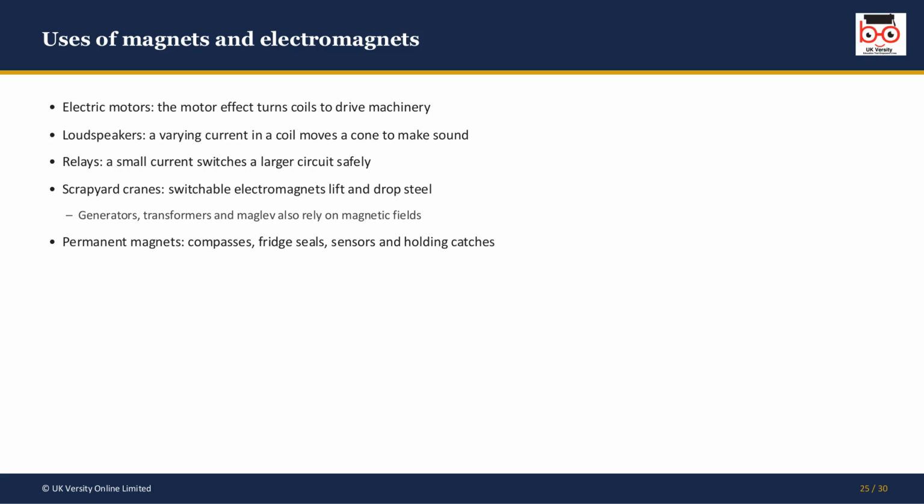Let's see where all this shows up. Electric motors use the motor effect to turn coils and drive machinery. Loudspeakers move a cone with a varying current in a coil to create sound. Relays let a small current safely switch a much larger one. Scrapyard cranes use switchable electromagnets to lift and drop steel. Generators, transformers, and maglev trains all rely on magnetic fields too, while permanent magnets quietly do their work in compasses, fridge seals, sensors, and holding catches.